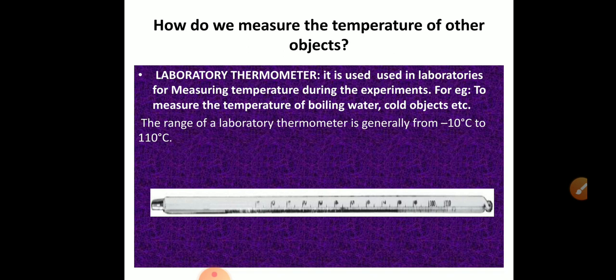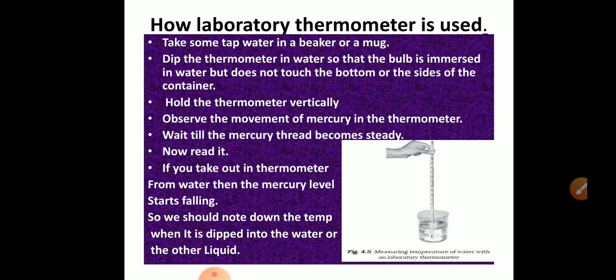The laboratory thermometer can measure the temperature of hot objects such as boiling water as well as cold objects such as ice. The range of this thermometer is minus 10 degrees centigrade to 110 degrees centigrade. Now next is how we will use it. For that, I will explain with the help of this experiment which is given in this picture.